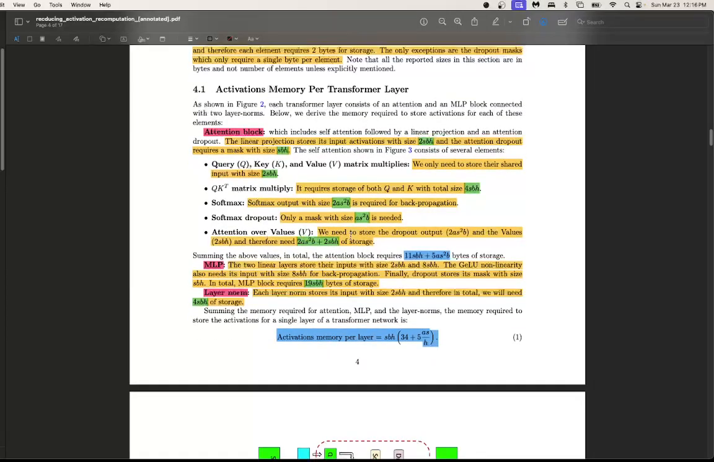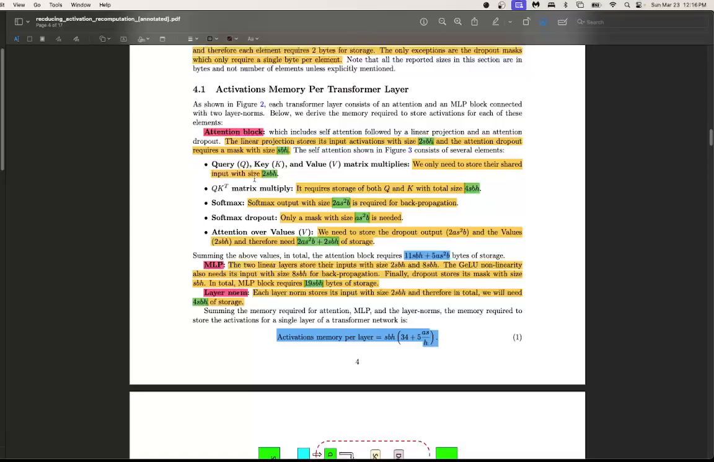Attention over values. This is where we multiply the softmax attention scores, which are probability distributions, row-wise softmax, by our V projection. So for that, we need to store the dropout, which we already talked about here. Or sorry, it's 2 bytes times, it's the same as the input here. And then the values, which are 2 SBH, same thing as Q and K, 2 SBH. And therefore, you just need this sum.